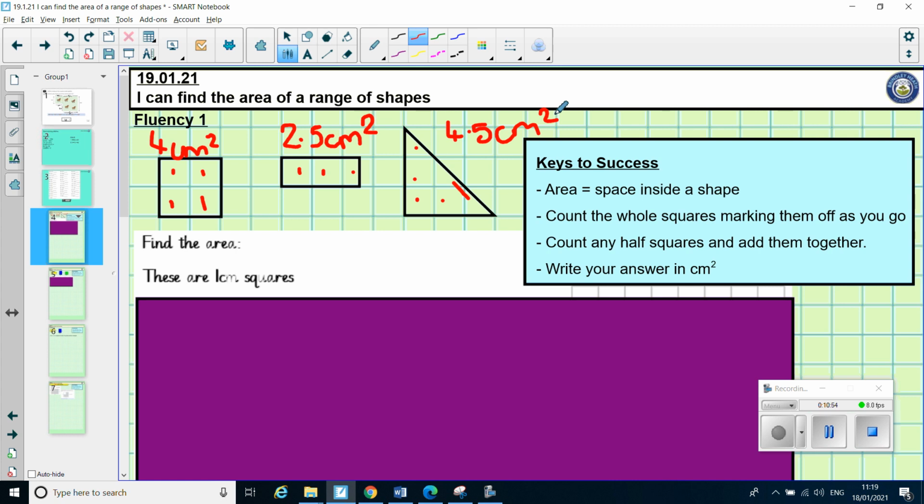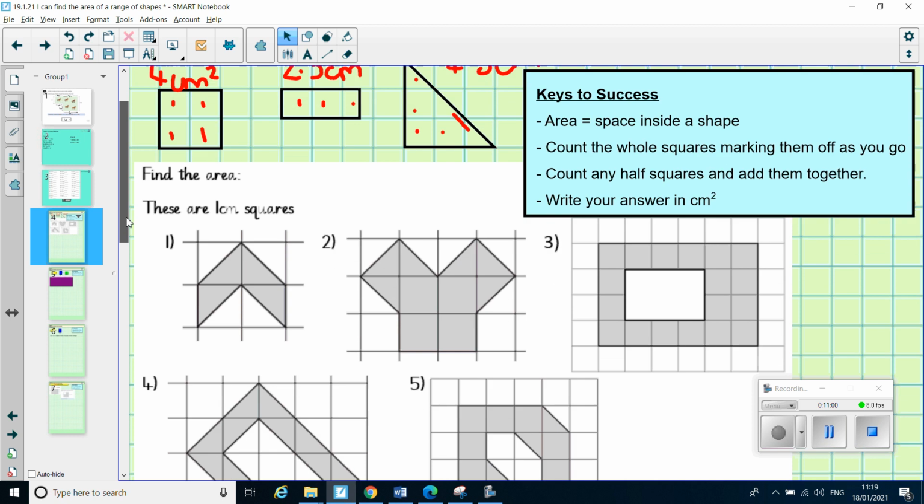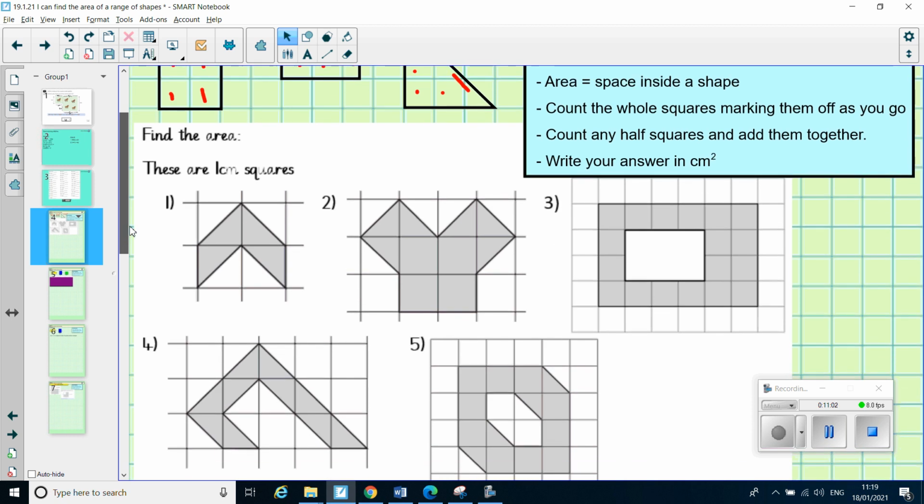Okay, Year 6, what I would like you to do then for Fluency 1 is look at the shapes on the screen and do exactly as I have done then. So you're just counting the area of the shaded part. That's especially important when you come to look at question 3 and question 5. Okay, pause the video now and have a go at those, please.